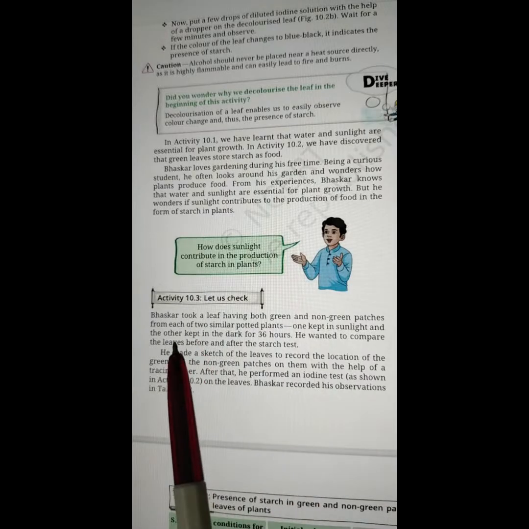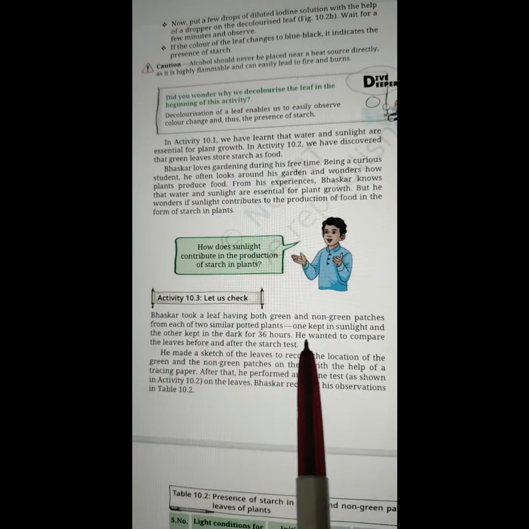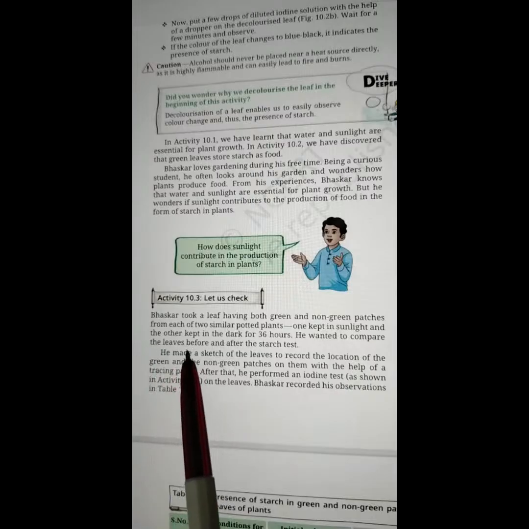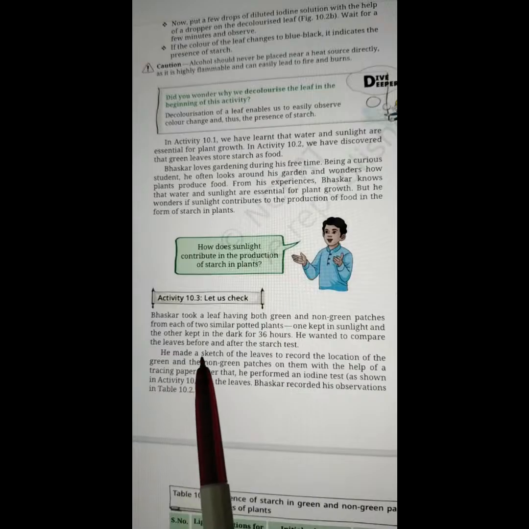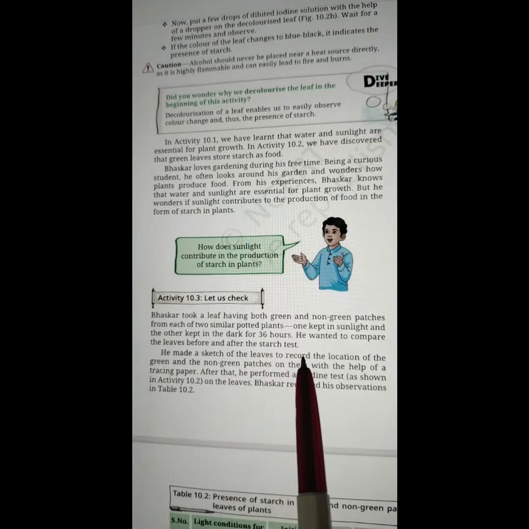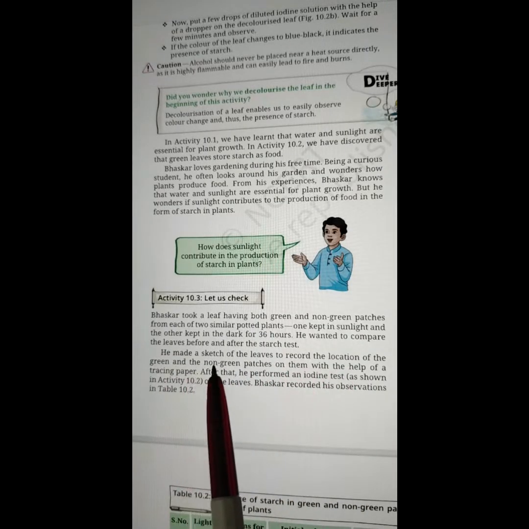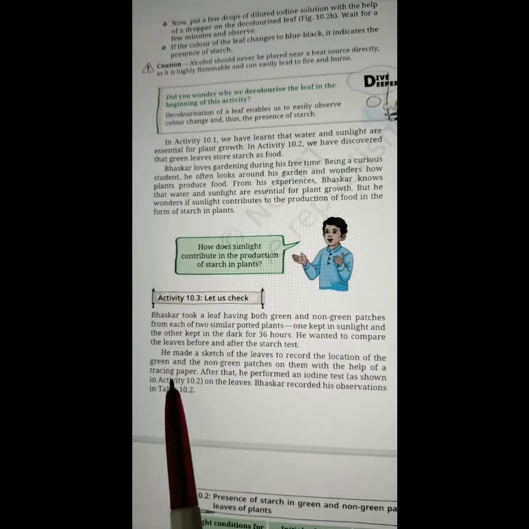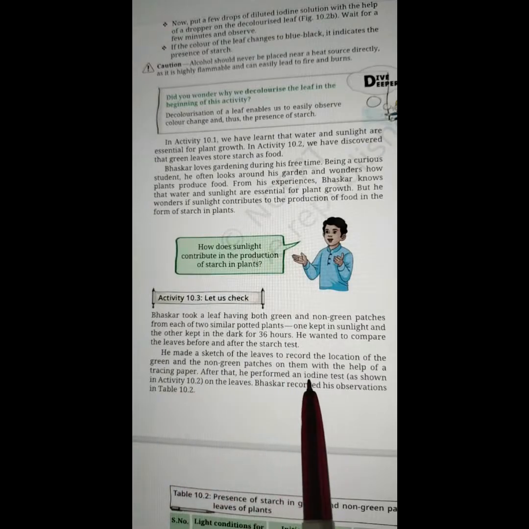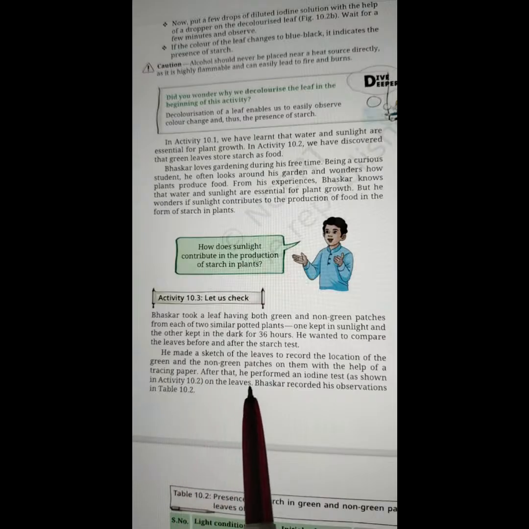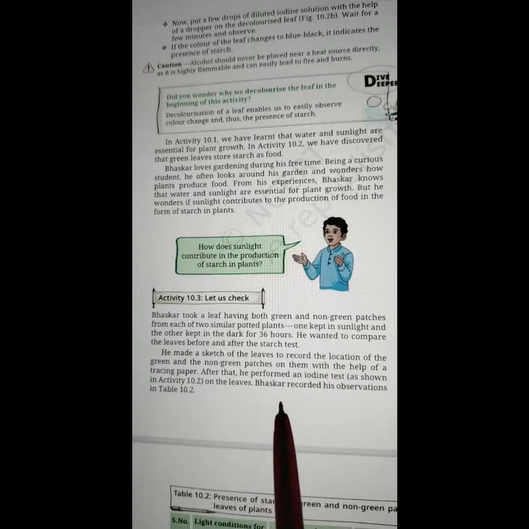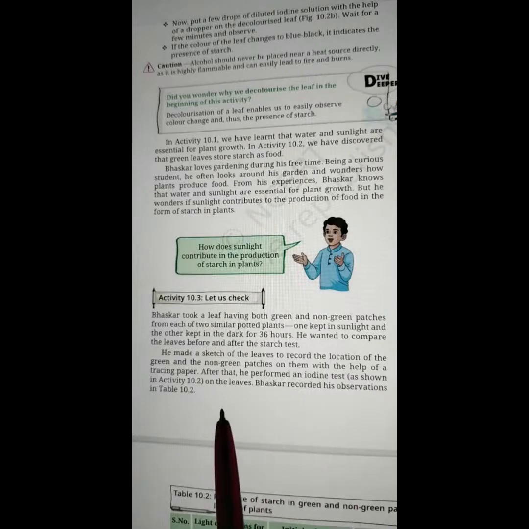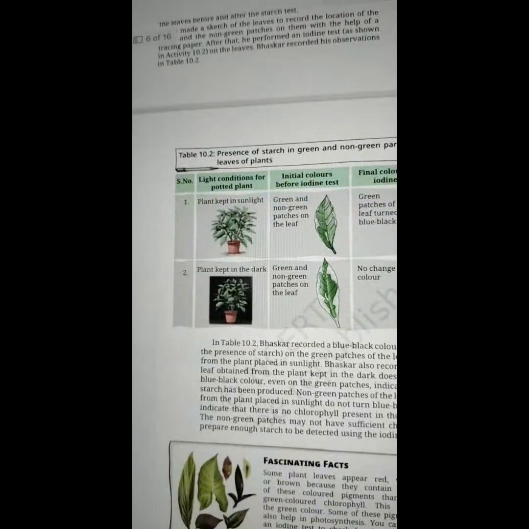Activity 10.3. Bhaskar took a leaf having both green and non-green patches from each of two similar potted plants. One kept in sunlight and the other kept in the dark for 36 hours. He wanted to compare the leaves before and after the starch test. He made a sketch of the leaves to record the location of the green and the non-green patches on them with the help of tracing paper. After that, he performed an iodine test on the leaves. Bhaskar recorded his observations in table 10.2.